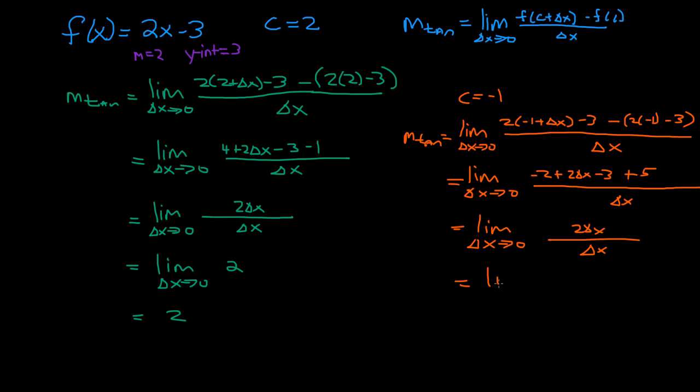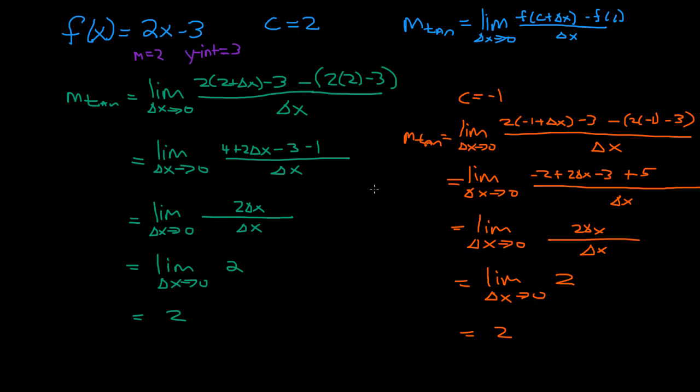And now we have our exact same situation happen. We have the limit as delta x approaches 0 of 2 equals 2. See how it didn't matter what c was. Now, let me be clear. That only works here because this is a linear function, and a linear function is going to have the same slope everywhere. The slope doesn't change in a linear function. In general, when we're talking about different curves, the slope is usually going to be different at your different x values.